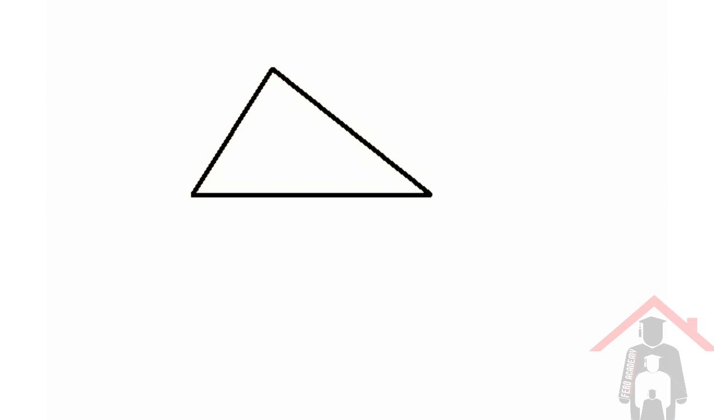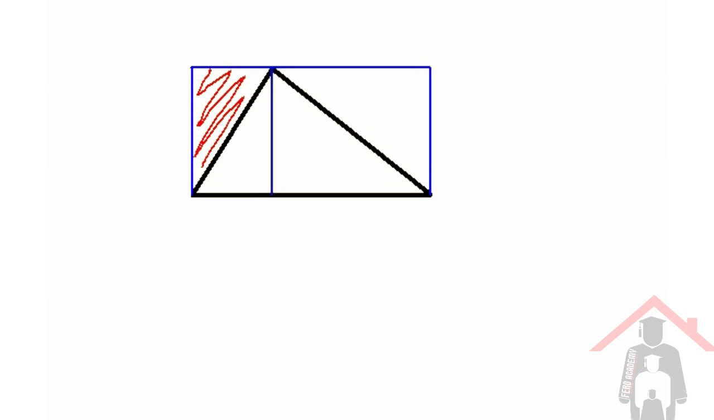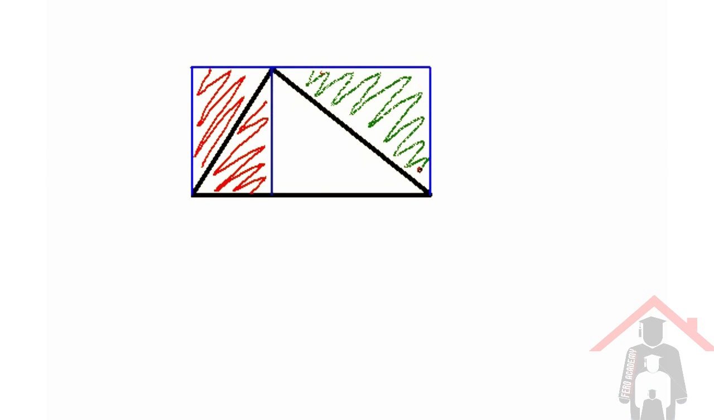When we're looking at area, a triangle is simply half of a rectangle. If I draw a line down here, I can then see that this area here is the same as this area here, and this area here is the same as this area here. So to find the area of the triangle, I want to find the area of the rectangle using length times width and then halve it.